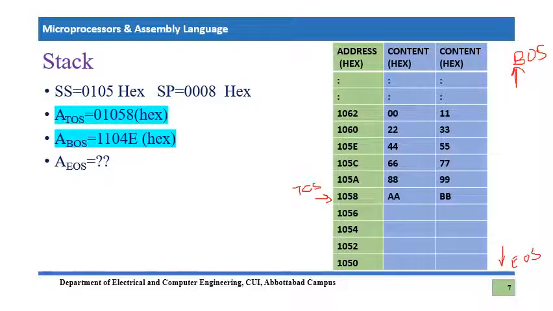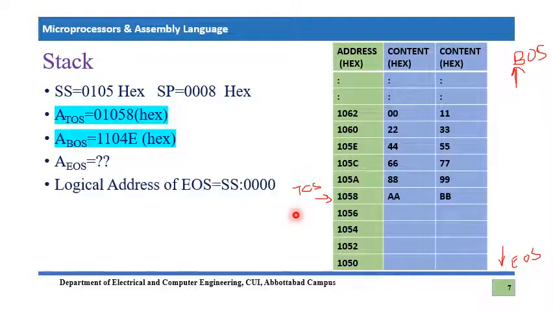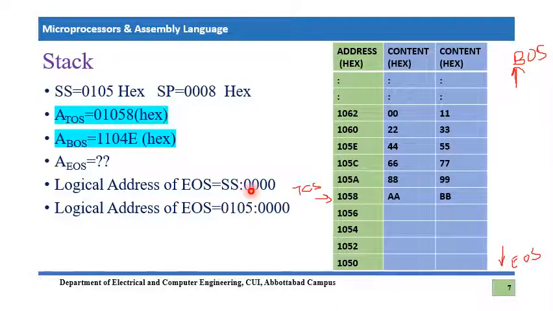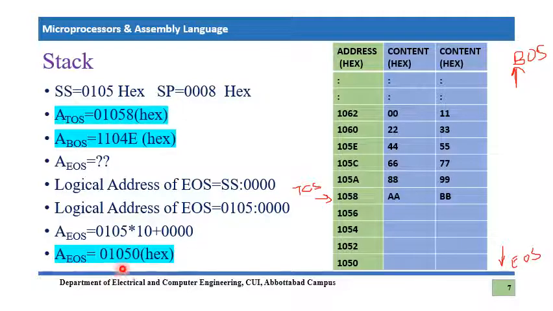If we are required to calculate the physical address for the end of stack, we apply the logical address, which is always equal to stack segment colon 0000. We apply the value of the stack segment, which is 0105. 0000 is the default offset for the end of stack, so we apply the formula for translation from logical address to physical address. So 0105 somewhere here. Yes, that is the point. This exact point is our end of stack.